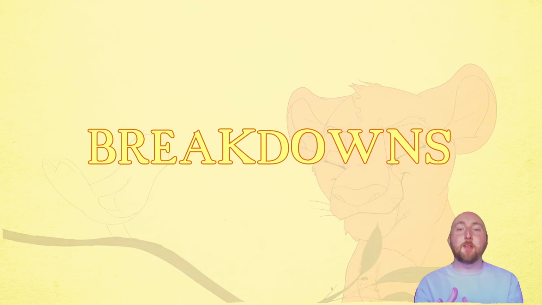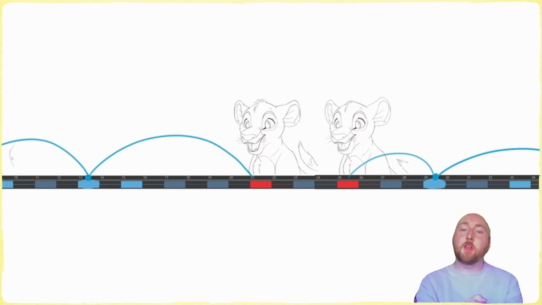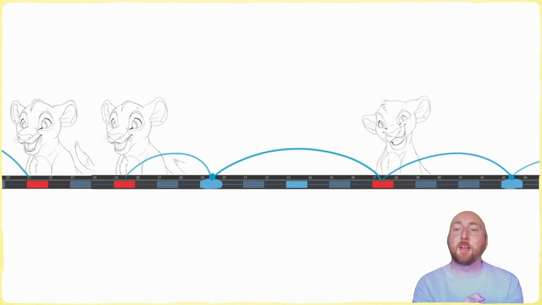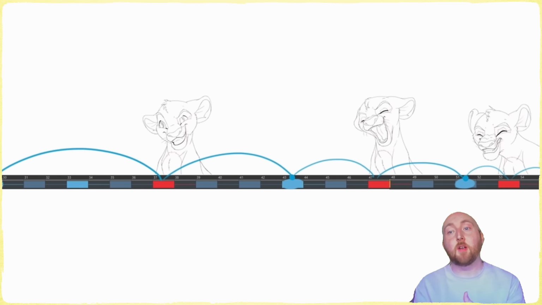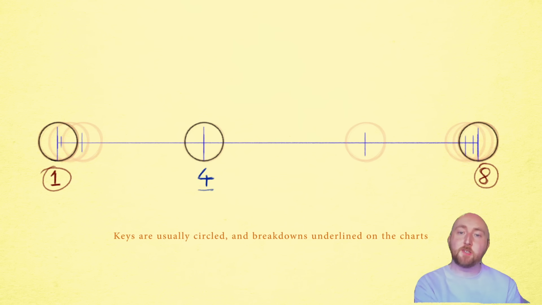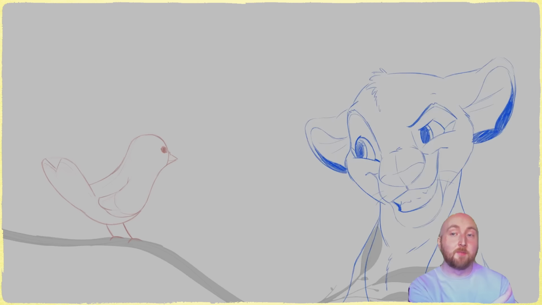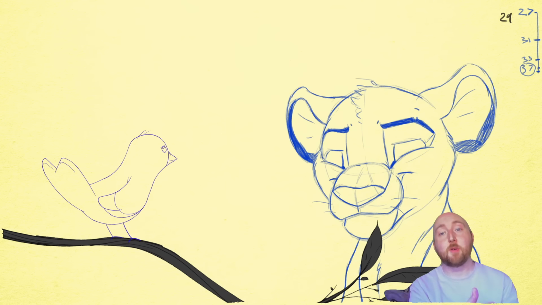On this first breakdown pass, let's go through and do one drawing between each key. Breakdowns will usually be marked on the rough, and again we're choosing which drawings to clean by which ones have the widest spacing. So, between these keys, this is the drawing that we'll clean on this pass.